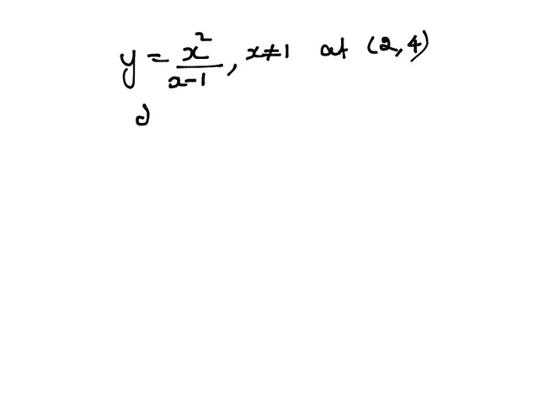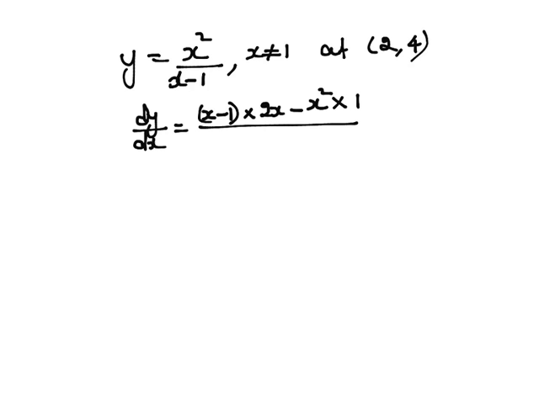So it's very obvious that we need to use the quotient rule. So dy by dx equal to, quotient rule says, multiply the denominator with the derivative of the numerator, which is 2x, minus multiply the numerator with the derivative of the denominator. So we know that the derivative of x minus 1 is nothing but 1, upon square the denominator, so x minus 1 the whole square. So when you simplify this, you will get x squared minus 2x by x minus 1 the whole square.